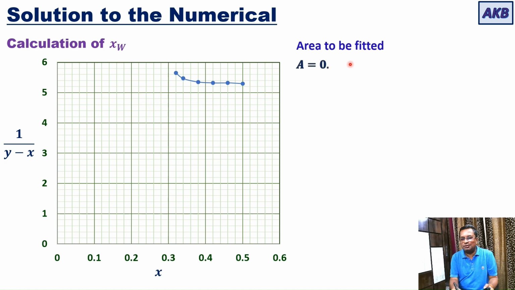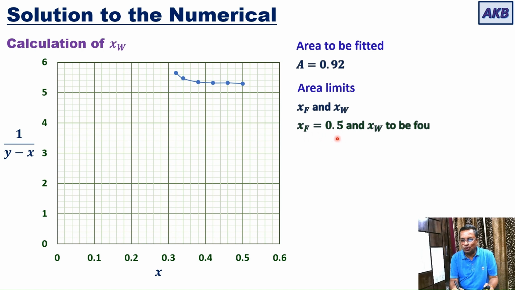So area to be fitted, it is 0.92. I'm denoting it by capital A. So capital A is 0.92. Area limits, the limits between which this area has to be fitted, xf and xw. Out of that, xf is known to us, xf is 0.5 and xw is to be found out. And we are going to do that by trial and error. And let us now understand how to fit the area between the limits and get the value of xw.